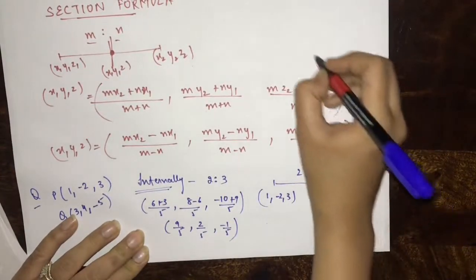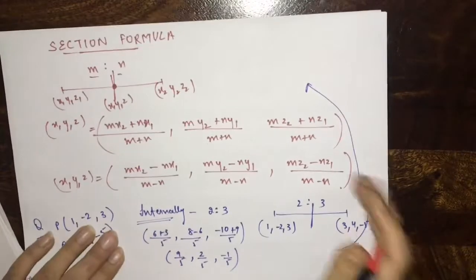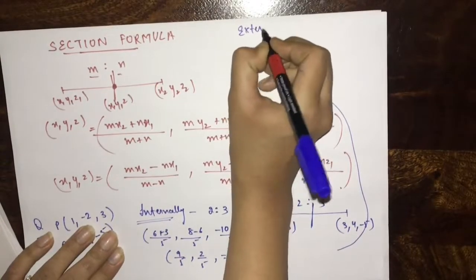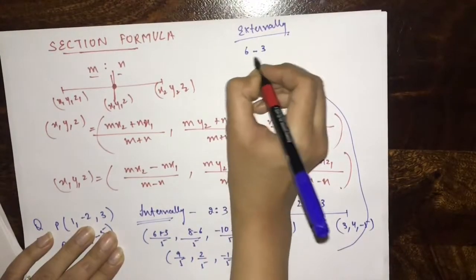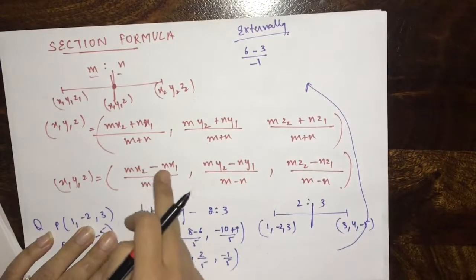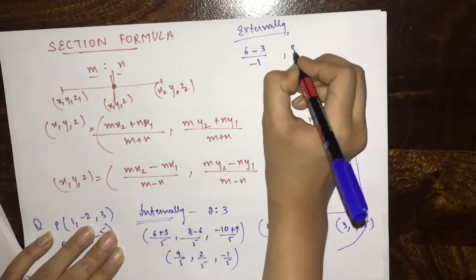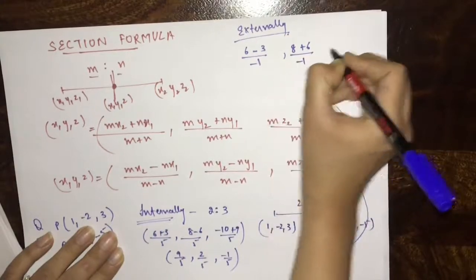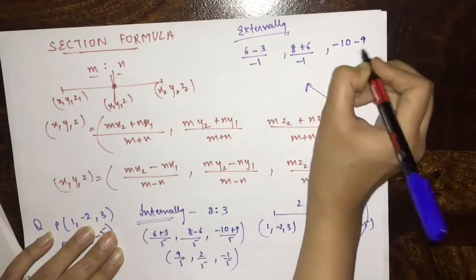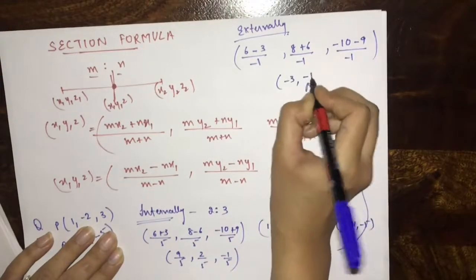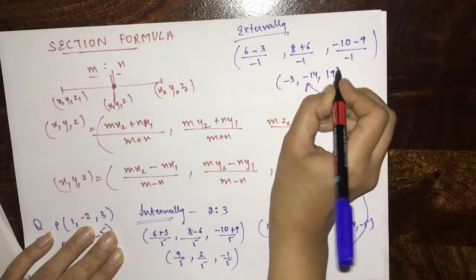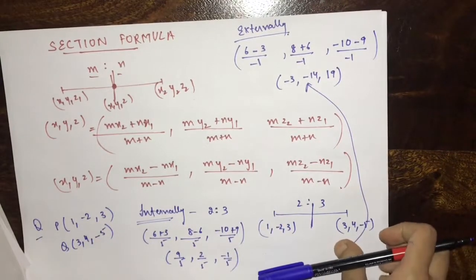If I do this question for the externally part, you get (6 minus 3) upon minus 1. The sign is negative. (8 plus 6) upon minus 1, (minus 10 minus 9) upon minus 1, which is minus 3, minus 14, and 19. Right? So this is when you're given externally. Let's do a very simple basic question.